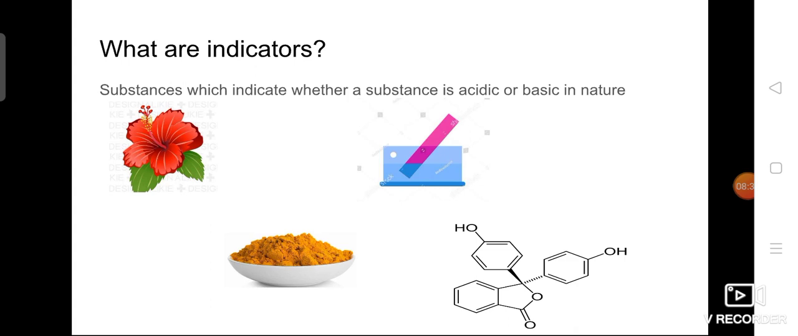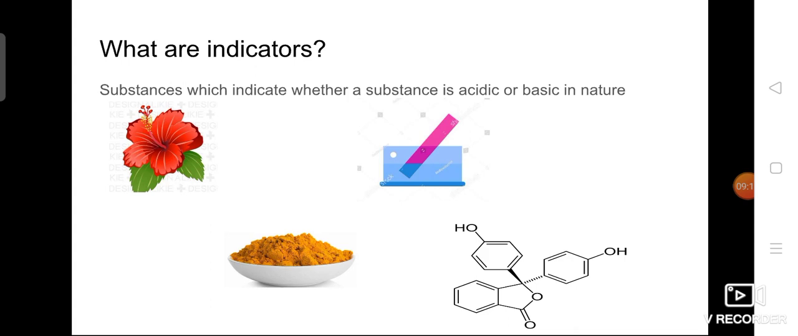And the third one is litmus dye. In the picture, one paper is immersed in a liquid, no? That paper is litmus paper. Litmus is obtained from lichens. Lichens means what? Lichens we can see in the bark of the tree. It is a symbiotic association between algae and fungi. From the lichens we can obtain what? Litmus, and here litmus paper is given. Okay, so these are the naturally obtained indicators.